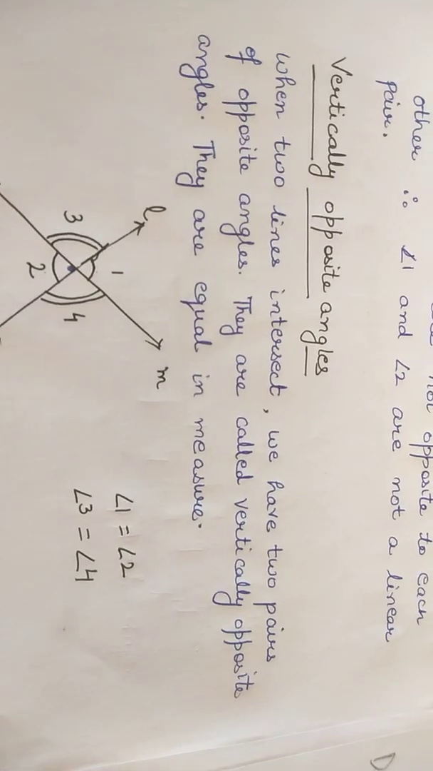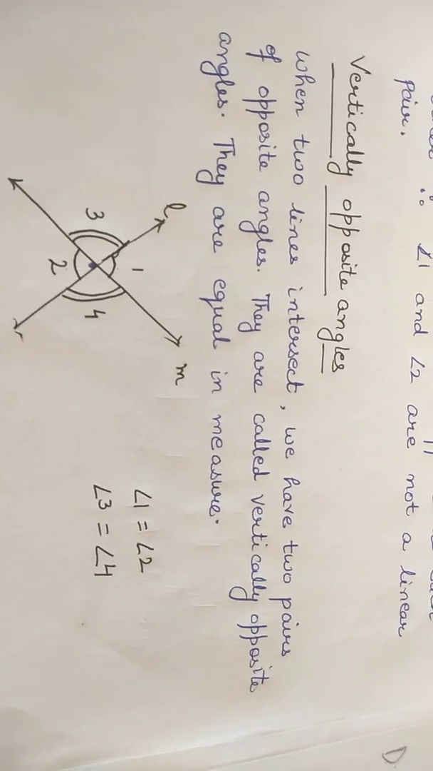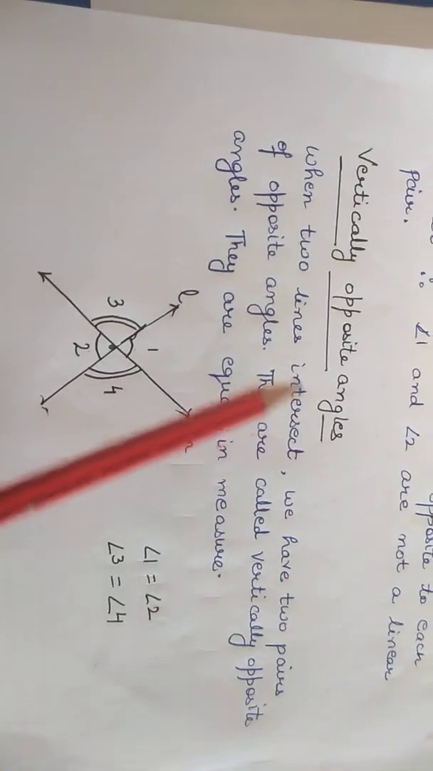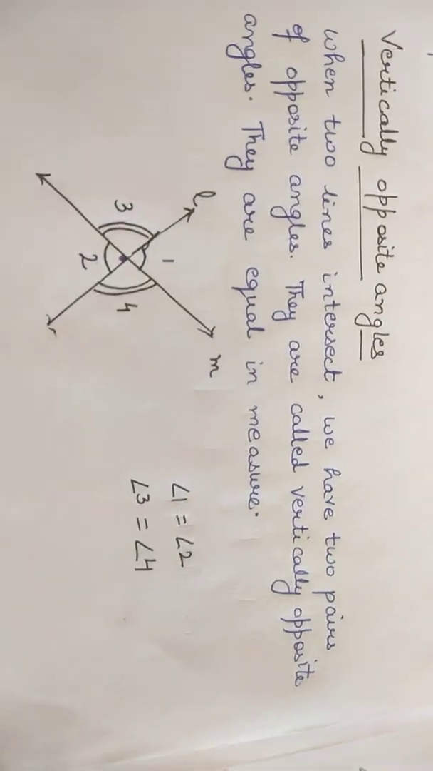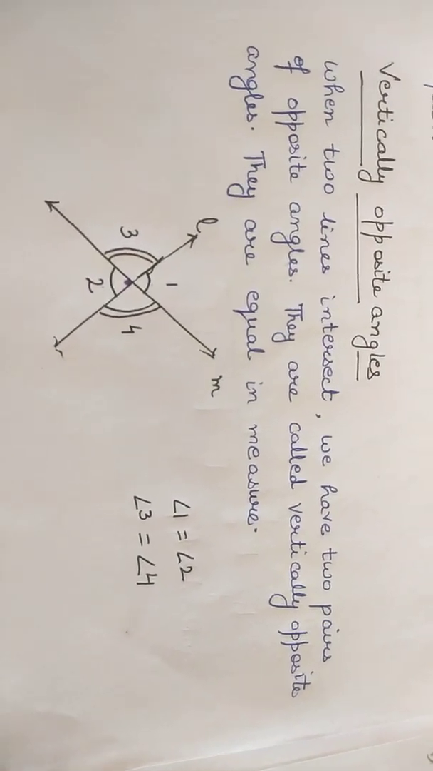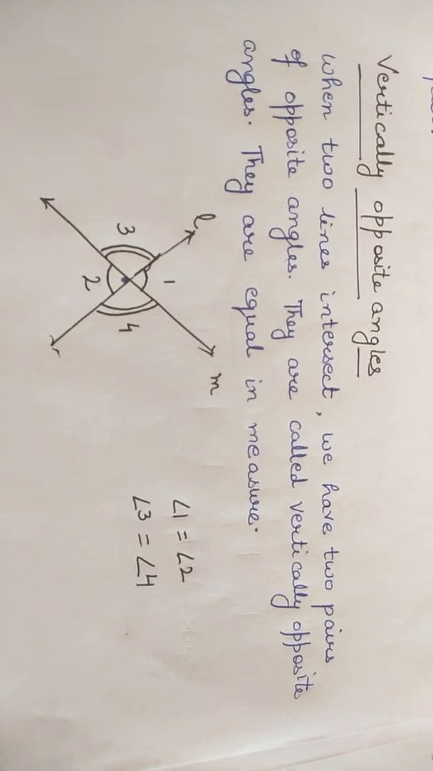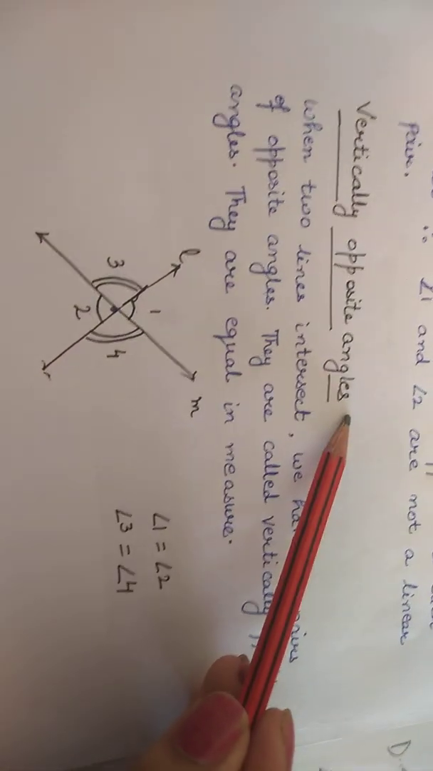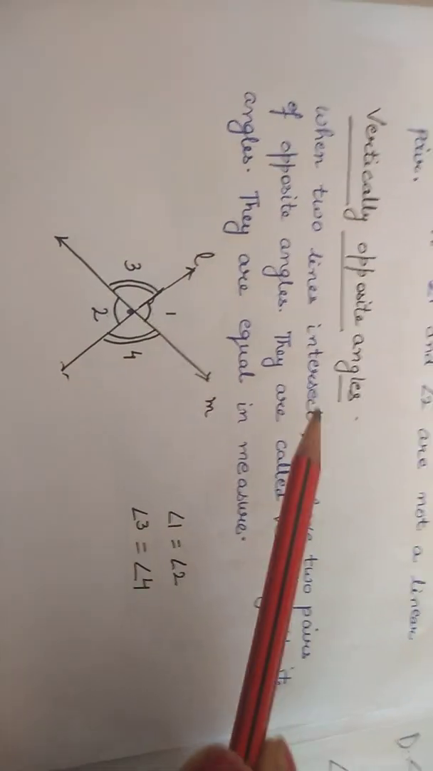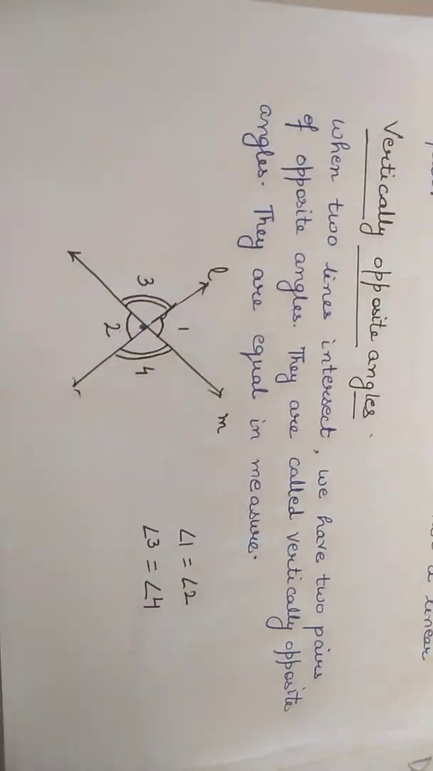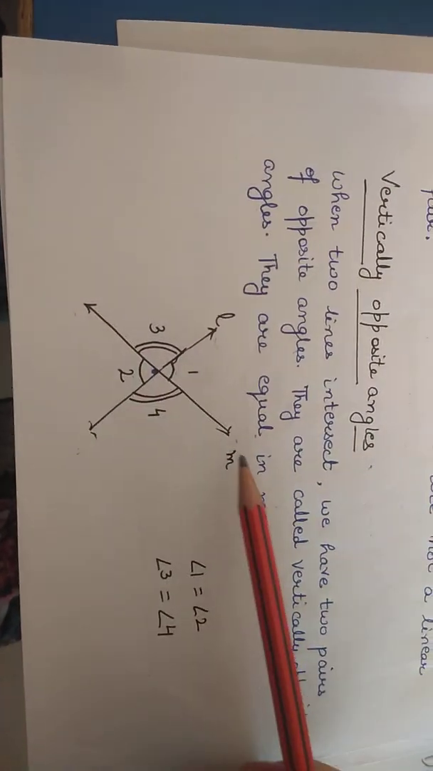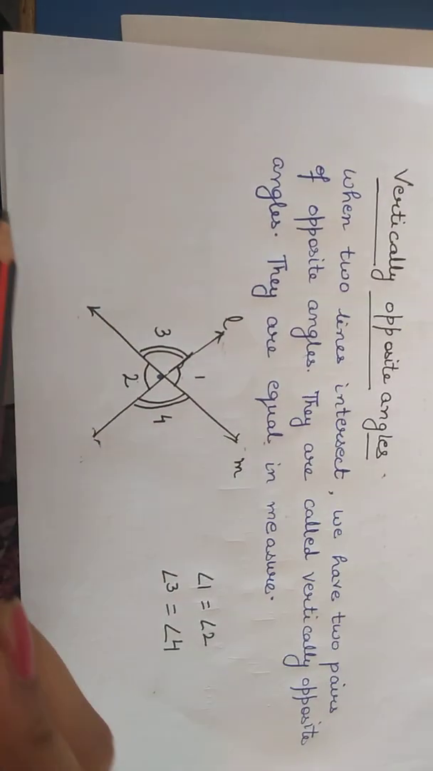Now we are going to discuss vertical opposite angles. This is also a very interesting topic to understand. When two lines intersect, we have two pairs of opposite angles. They are called vertical opposite angles. And one of the most interesting things about them is that they are equal in measure. See, line L and line M are intersecting lines because they cut each other.